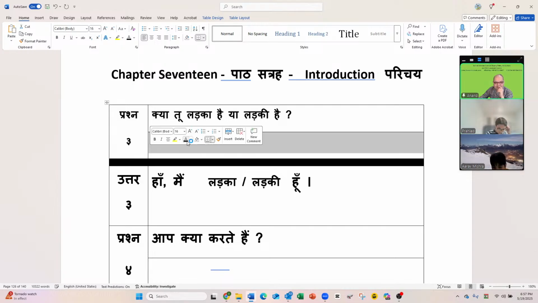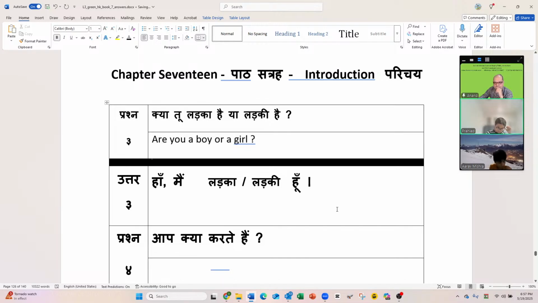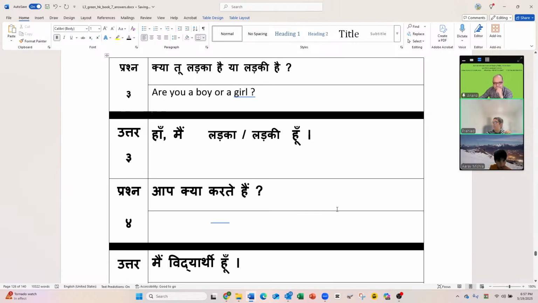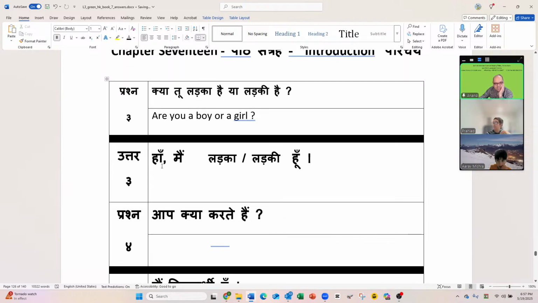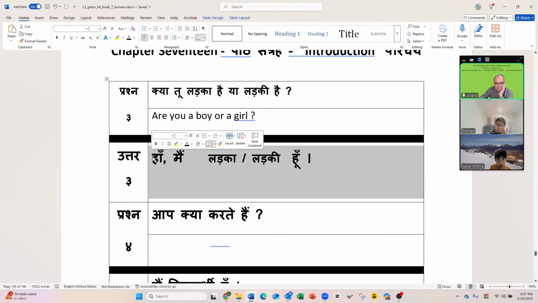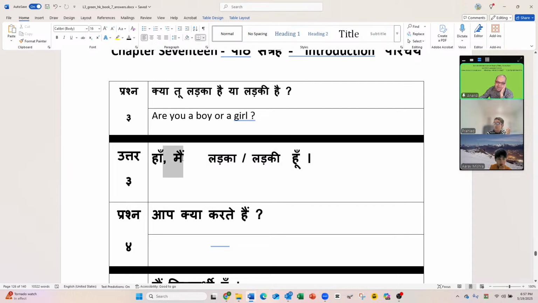And how would you answer that, Prahlad? मैं लड़का हूँ. And you'll say हाँ. So you see next sentence which is the answer. हाँ मैं लड़का हूँ. और हाँ मैं लड़की हूँ. Whatever. Okay.